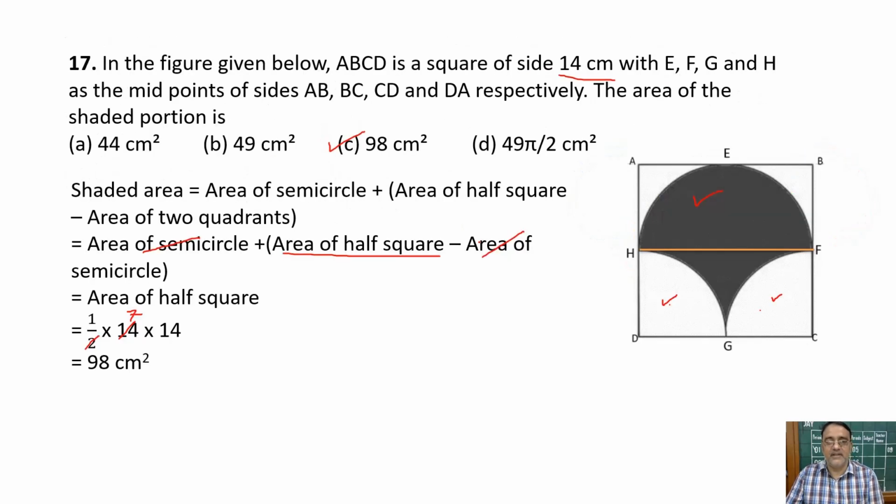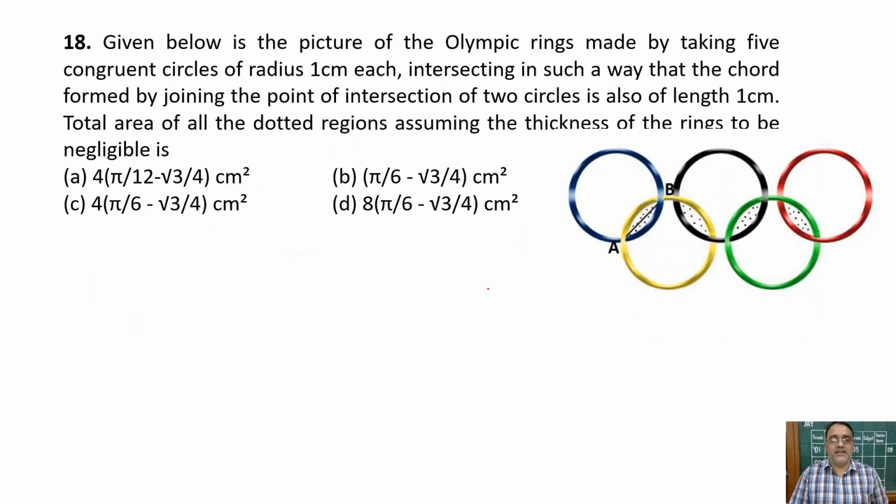Right. Now the next question given below is the picture of the Olympic rings made by taking 5 congruent circles of radius 1 centimeter each, intersecting in such a way that the chord formed by joining the point of intersection of 2 circles is also of length 1 centimeter. So the total area of the dotted region, assuming the thickness of the rings to be negligible, is dash, right.